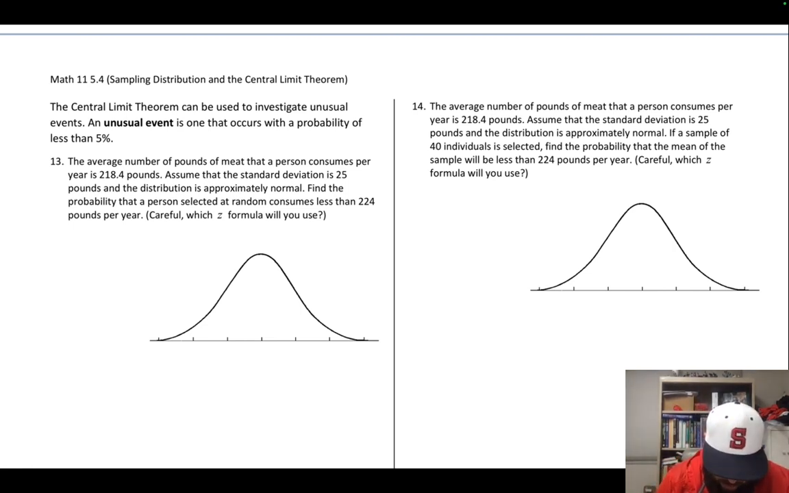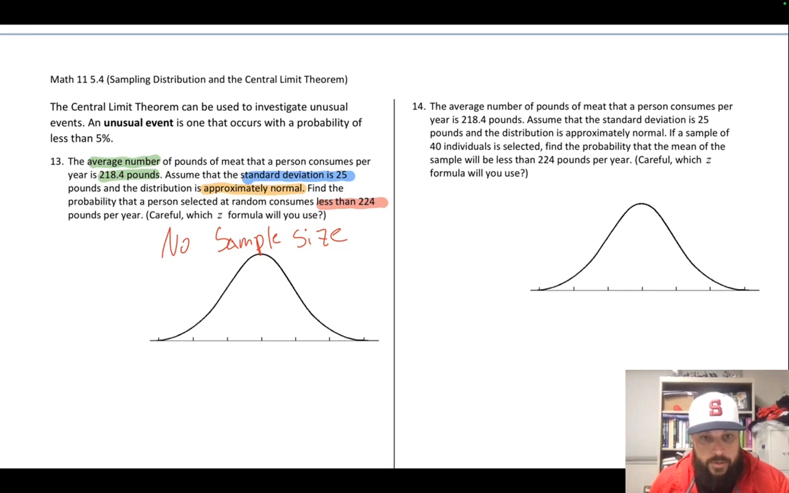All right, so we look at some key things here to help us out with that. So the average number of pounds, right? So there's our mean. We get a standard deviation of 25. We're told it is approximately normal. So that's good. And then we are given our big piece of information, less than 224. And then as you notice, there is no sample size given. So we're just using our normal Z formula.